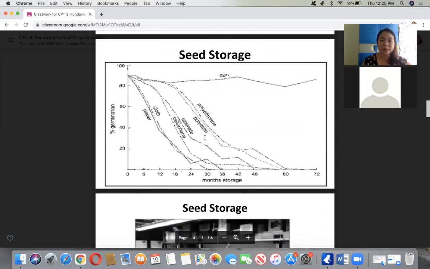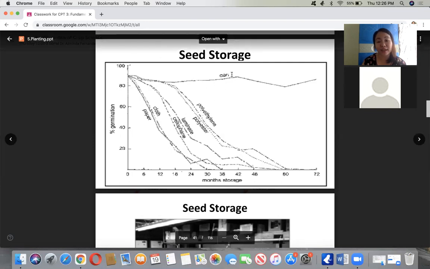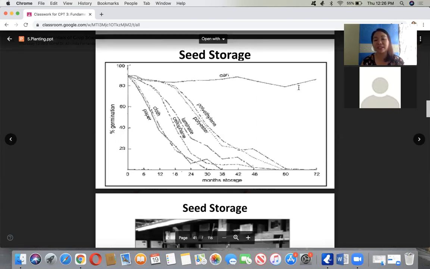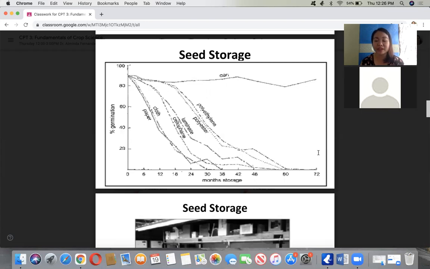When we speak of seed storage, there are various storage materials being used: polyethylene and polyester. We also have laminate, cellophane, cloth, and paper. Among them, this is the percent germination, which goes downward, except for can. For can, it can maintain 90% germination for longer than 72 months.